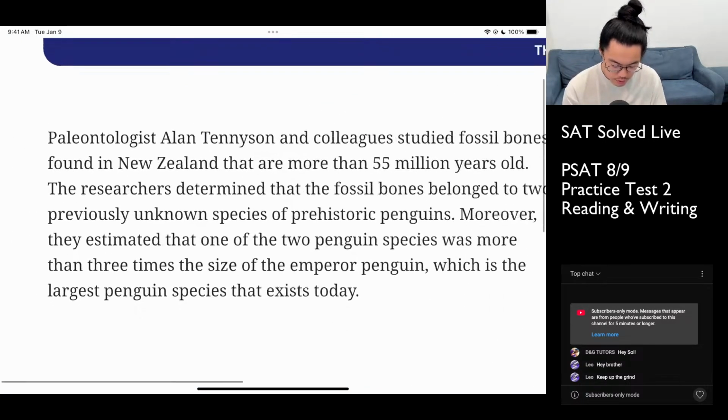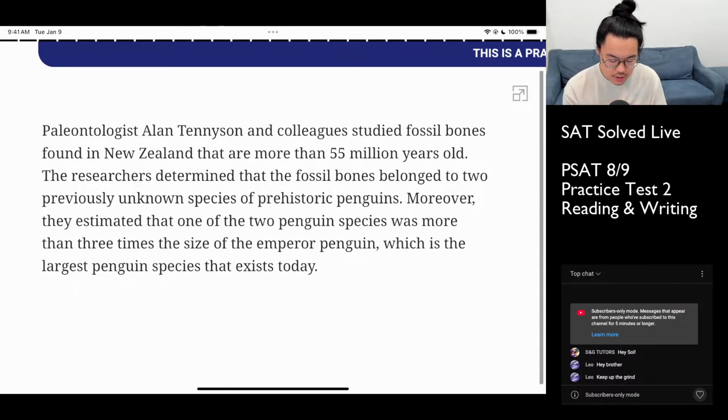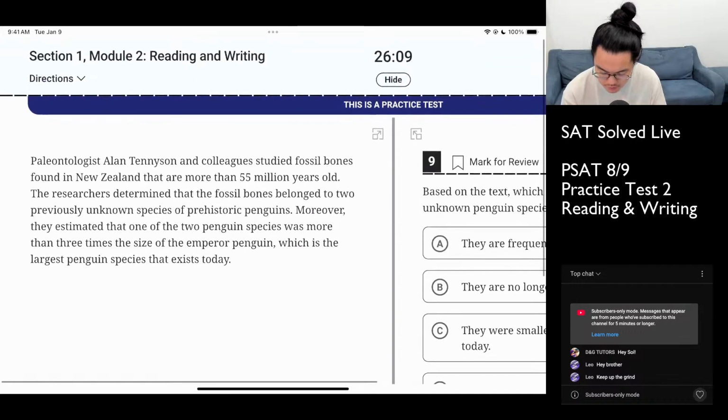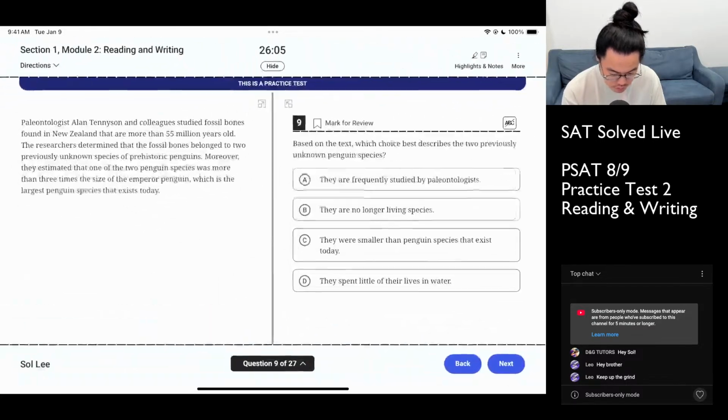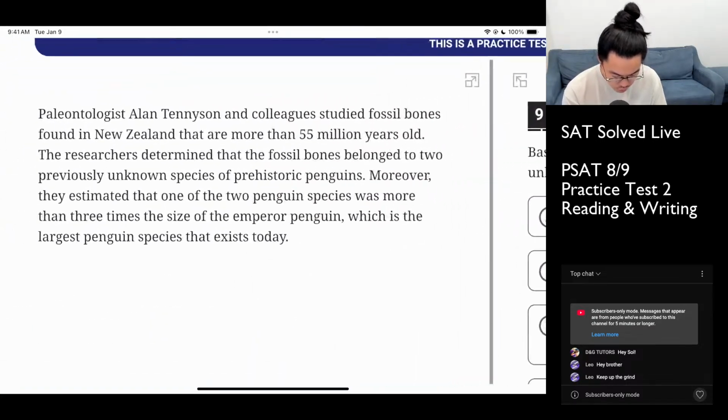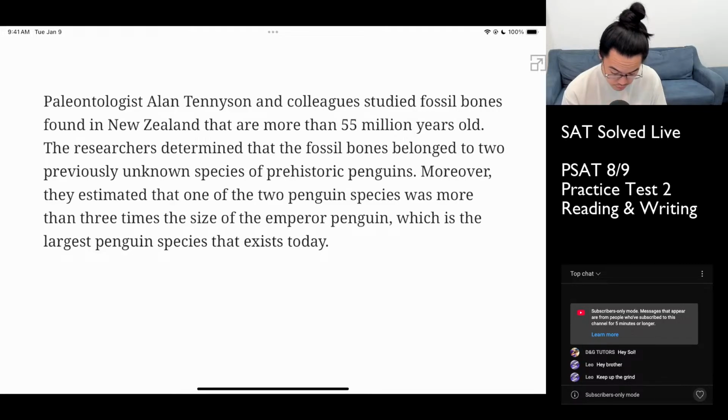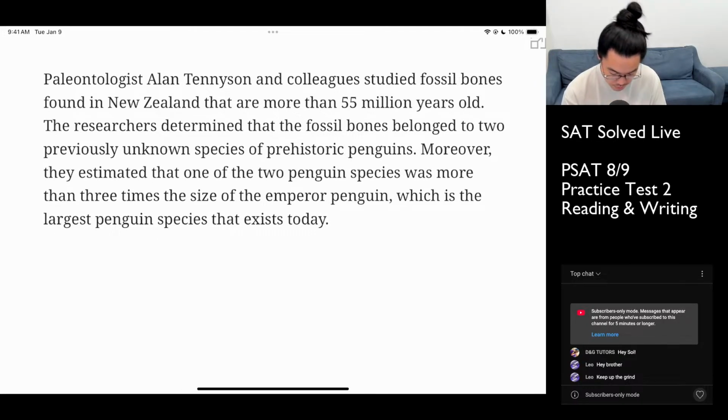What I was predicting. Paleontologist Alan Tennyson studied fossil bones, more than 55 million years old. 2 unknown species of penguins, more than 3 times the size of the emperor penguin. Okay, one of them is huge. So I feel like this is an inference question. No, it's not. Which choice best describes the 2 previously unknown species? First of all, they're very old, and one of them is very, very large.